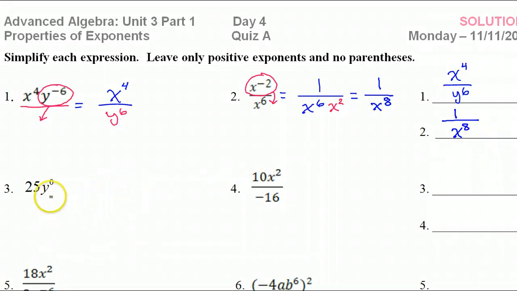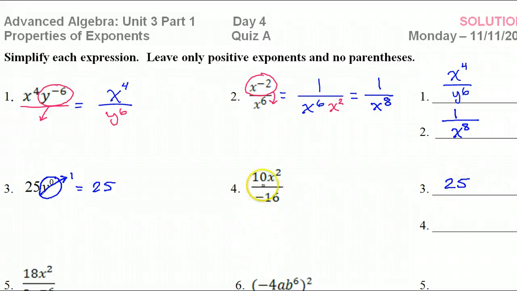Alright, looking at number 3. Well, anything to the 0 power is 1. Please understand that this 0 only belongs to the y. So this is going to be 1. So 25 times 1 is simply 25. So the answer to number 3 should have been 25.